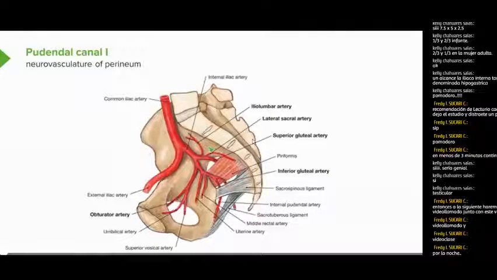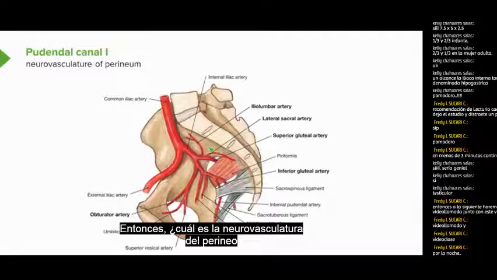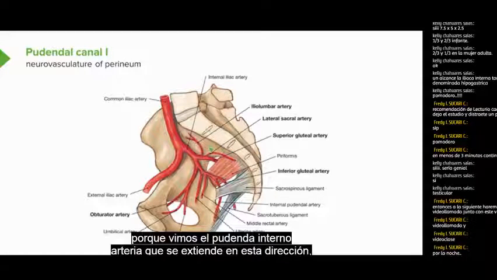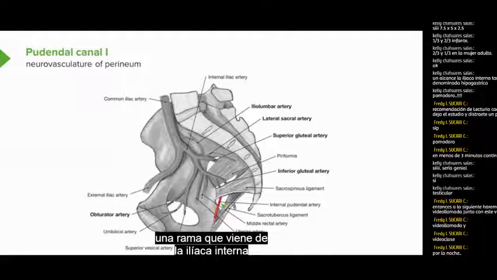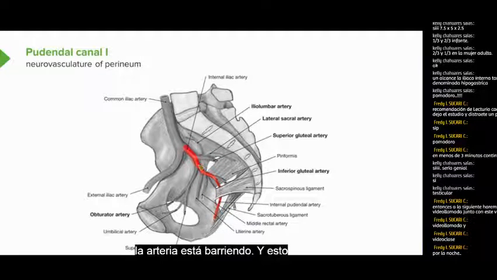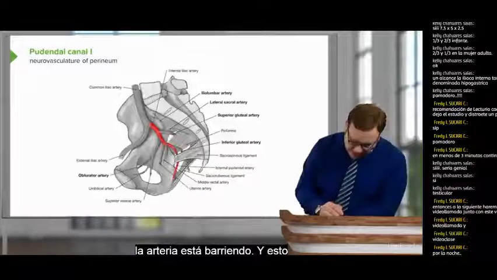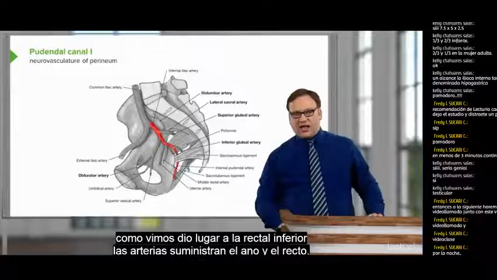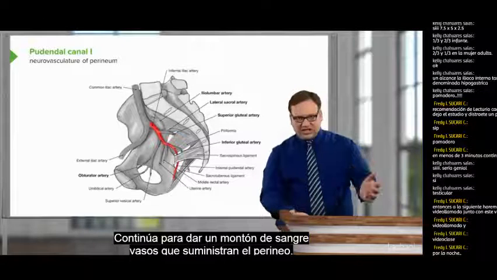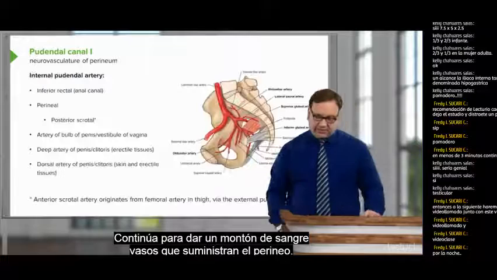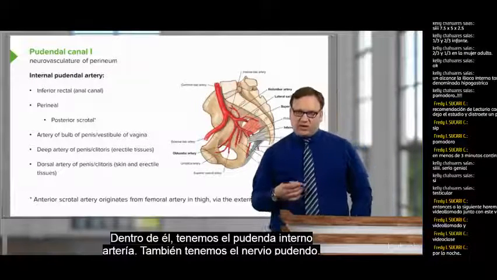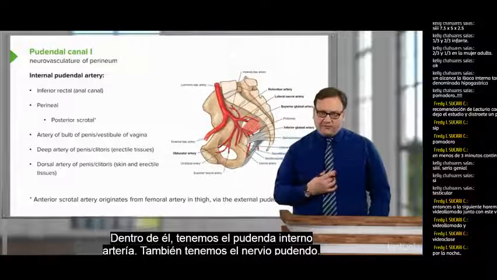So what's the neurovasculature of the perineum? Well, we've looked at that because we saw the internal pudendal artery sweeping around in this direction, a branch coming from the internal iliac artery. It's sweeping around, and this, as we saw, gave rise to the inferior rectal artery, which supplies the anus and the rectum. It goes on to give a whole series of blood vessels that supply the perineum. Within it, we have the internal pudendal artery. We also have the pudendal nerve.